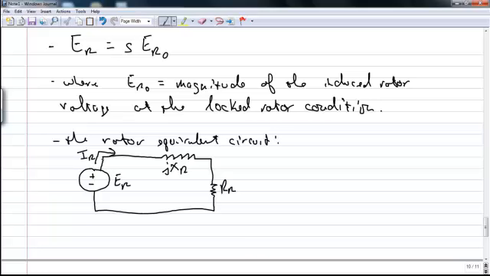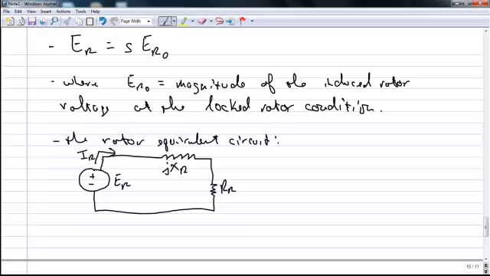Now the rotor resistance is constant. It's not a function of the frequency of E sub r. However, the reactance depends on the inductance of the rotor and the frequency of the voltage and current in the rotor. So that's why the inductive reactance was constant in the transformer model, but it's not going to be constant in the rotor model, because the frequency in the rotor is not constant.